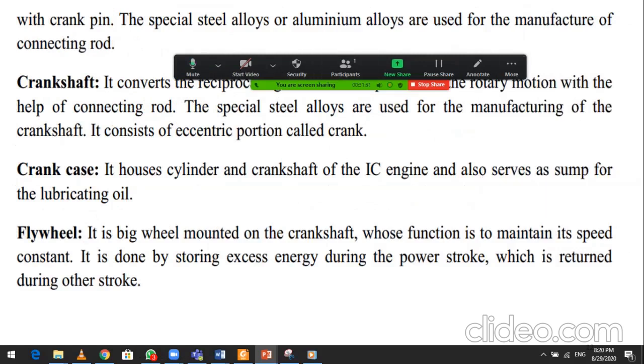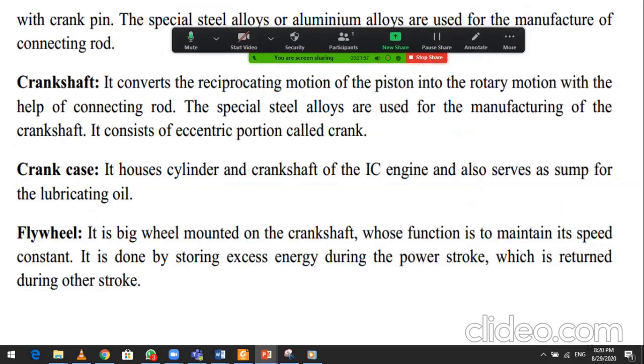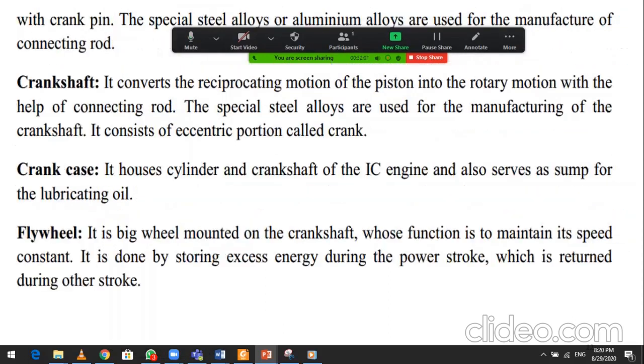Special steel alloys or aluminum alloys are used for the manufacture of the connecting rod. Now, what is a crankshaft? In this picture you can see the crankshaft. It converts reciprocating motion of the piston into rotating motion with the help of the connecting rod. Special steel alloys are used for manufacturing the crankshaft. It consists of an eccentric portion called the crank.